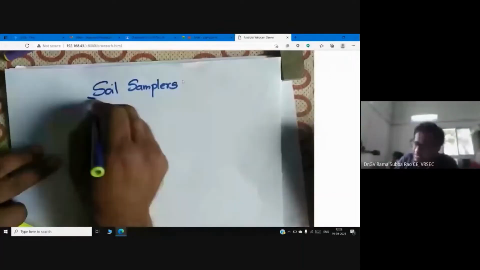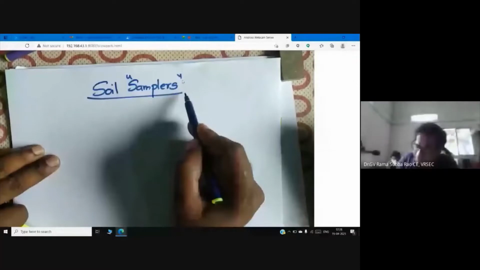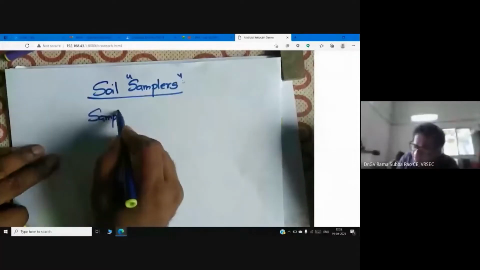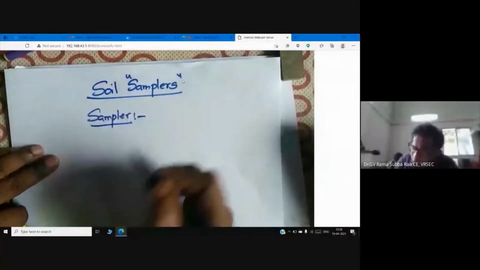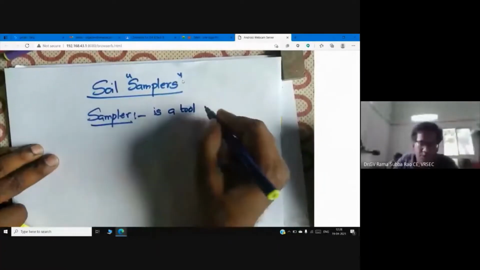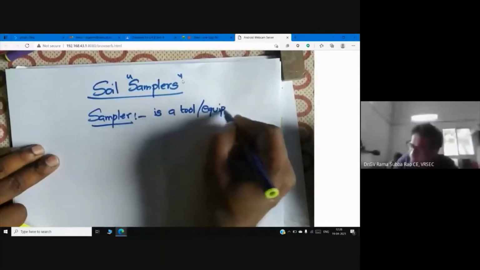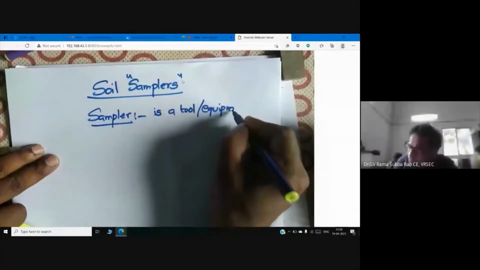Soil samplers. It is not sampling, sampler. What do you mean by sampler? Sampler is a tool. If you are not happy to use this word tool, it is an equipment used for collecting soil sample.